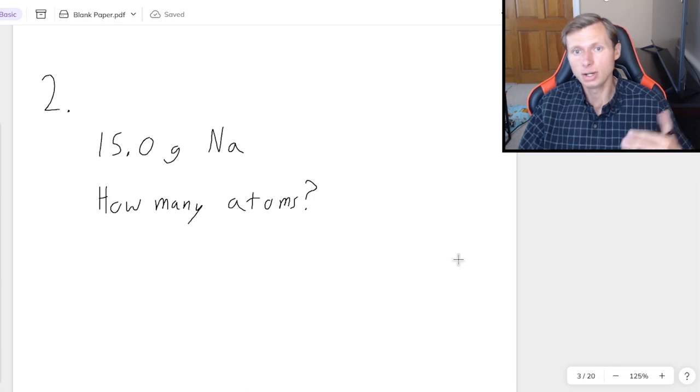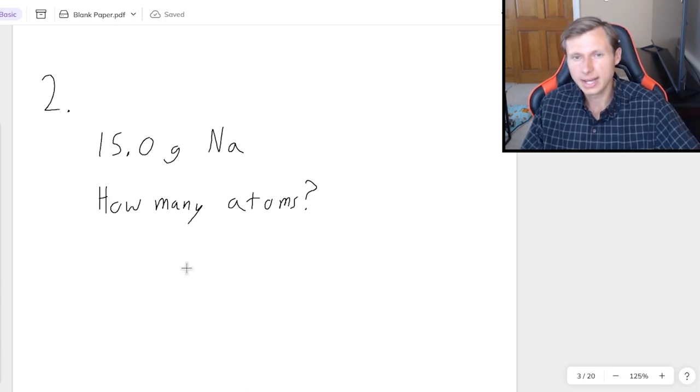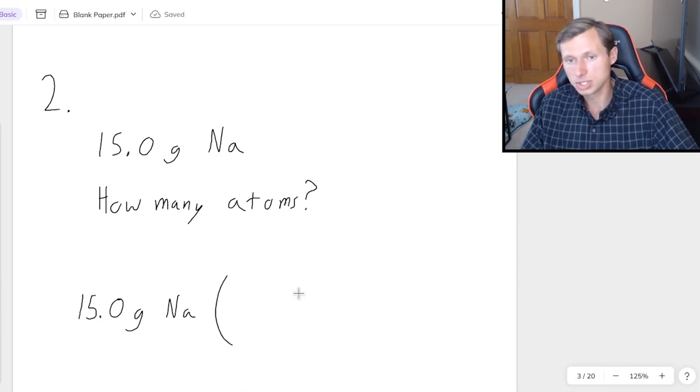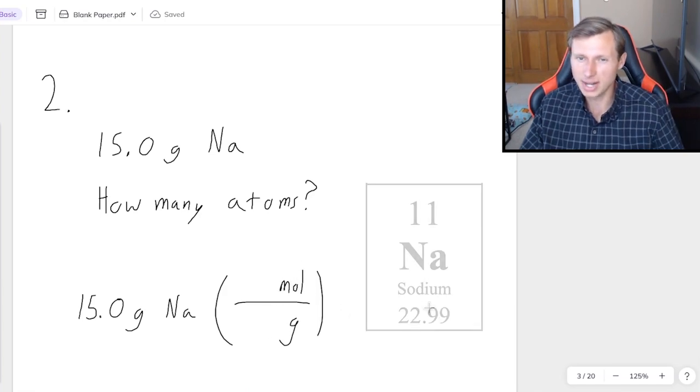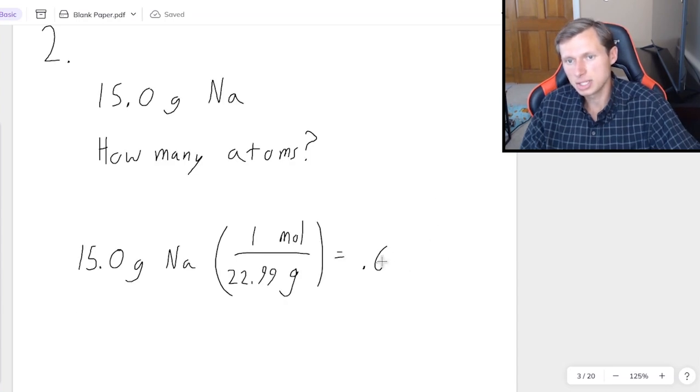Or if you already know, go ahead, pause the video, see if you can solve this one on your own now. Okay, and here's the solution. So I start off by saying 15.0 grams of sodium, and I have to convert that to moles. So in this case, I'm dividing by the molar mass, because that will get me grams to cancel out and moles in the numerator. So referring to my periodic table, sodium has a molar mass of 22.99 grams in 1 mole of that substance. And that will get me 0.652 moles of sodium.